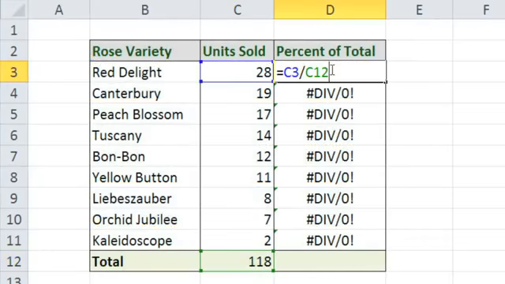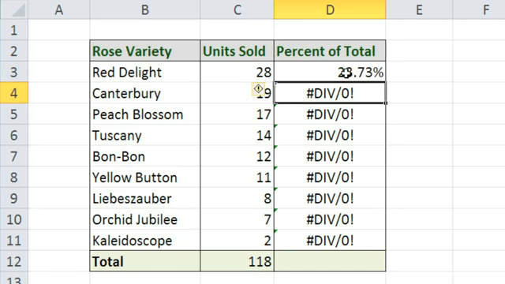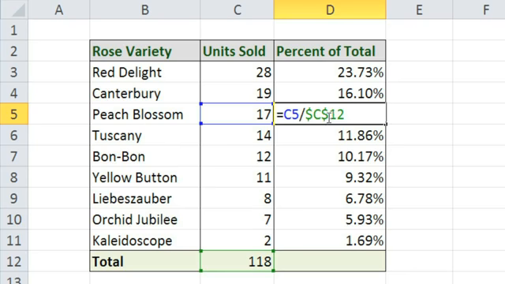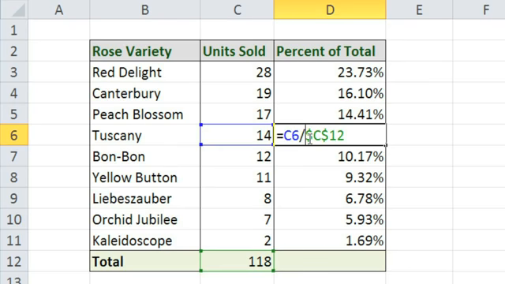So we can go back to this example and add $ before the column and the row to make C12 an absolute reference. And now if we copy this formula, these numbers look a lot better. If you double-click on some of them, you can see that the relative reference is different in each one, but the C12 reference stays constant.